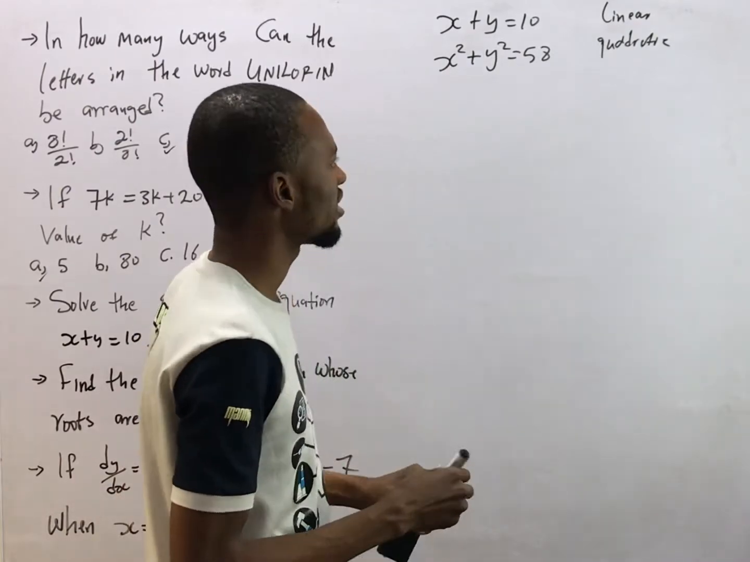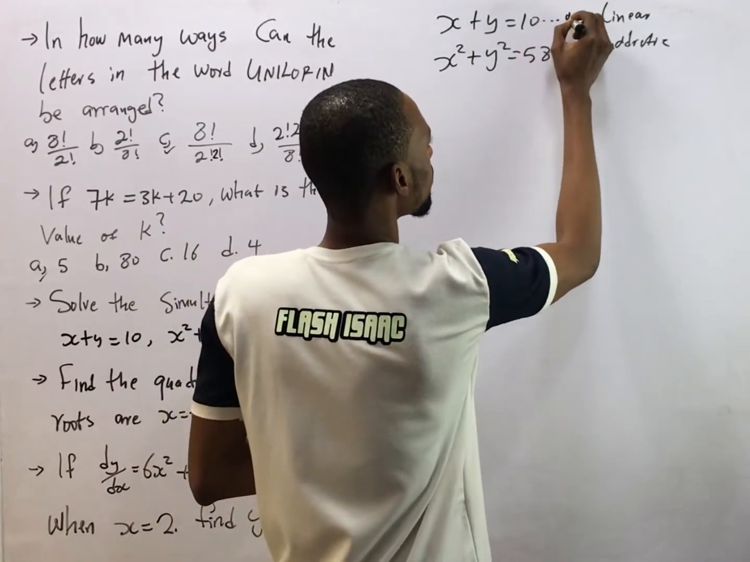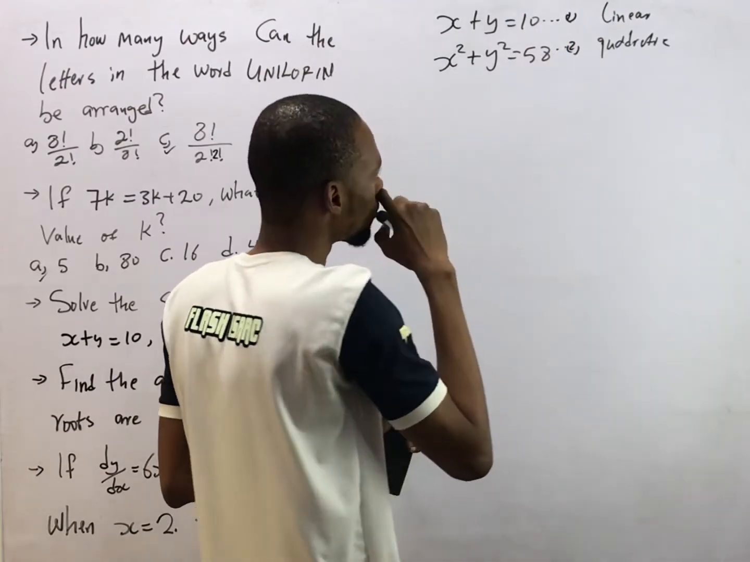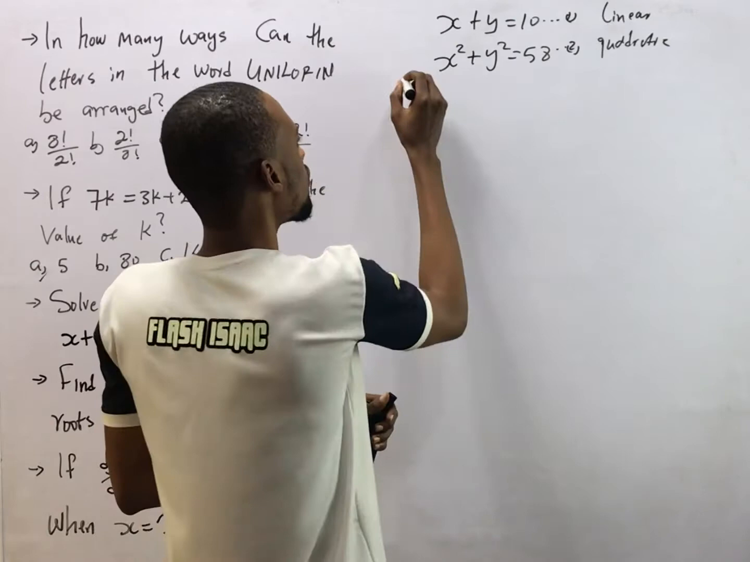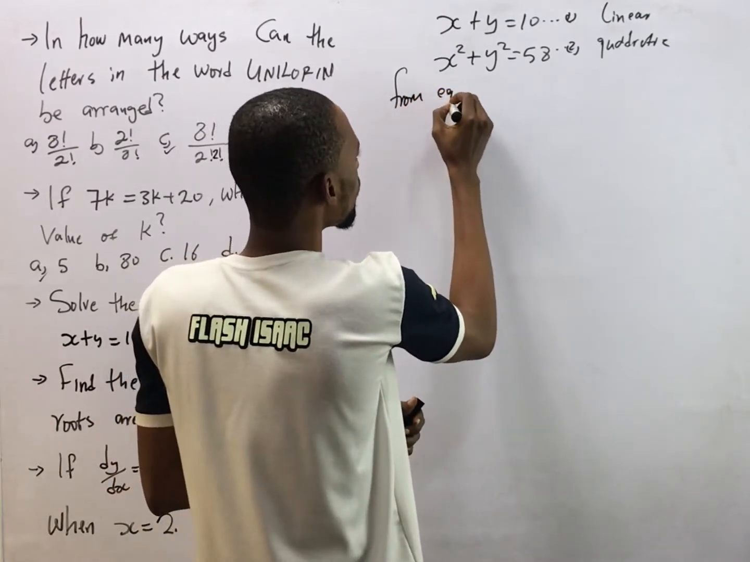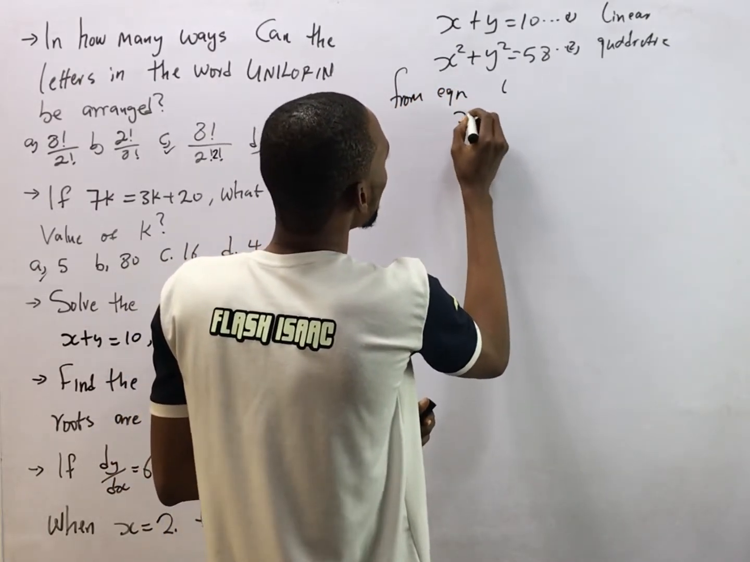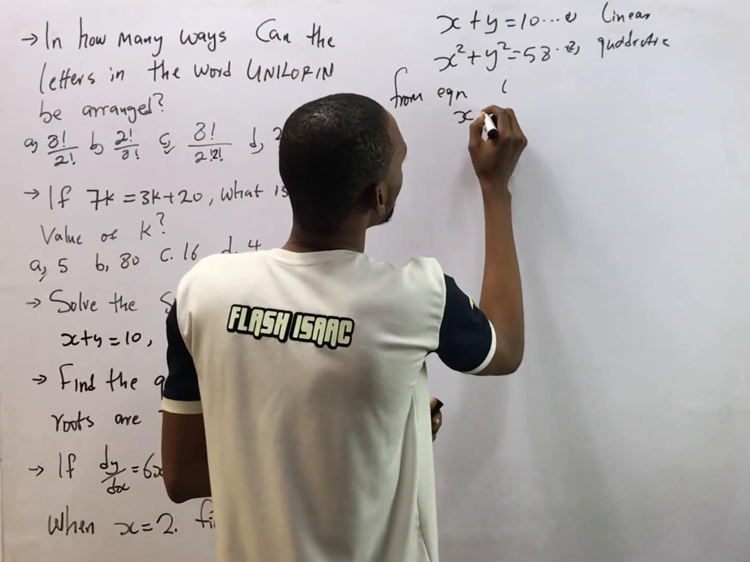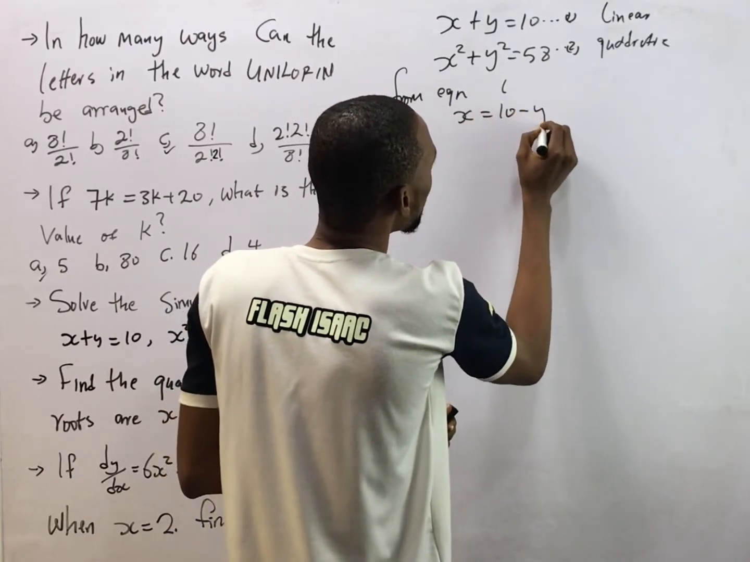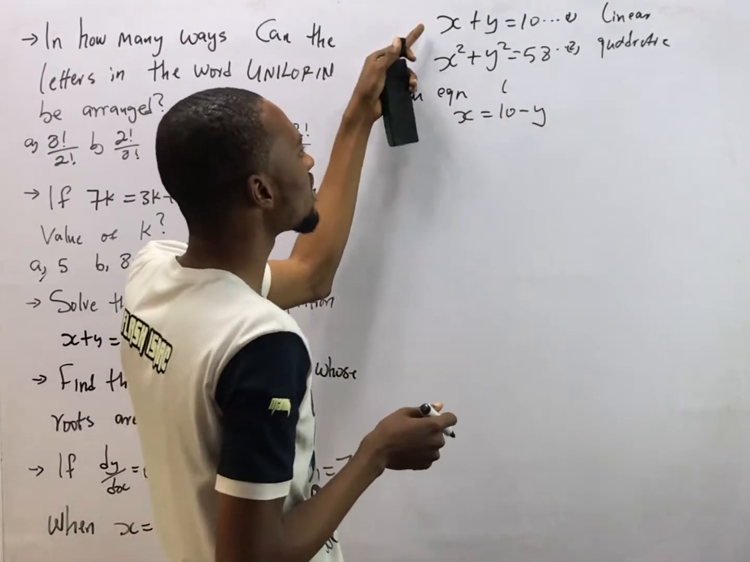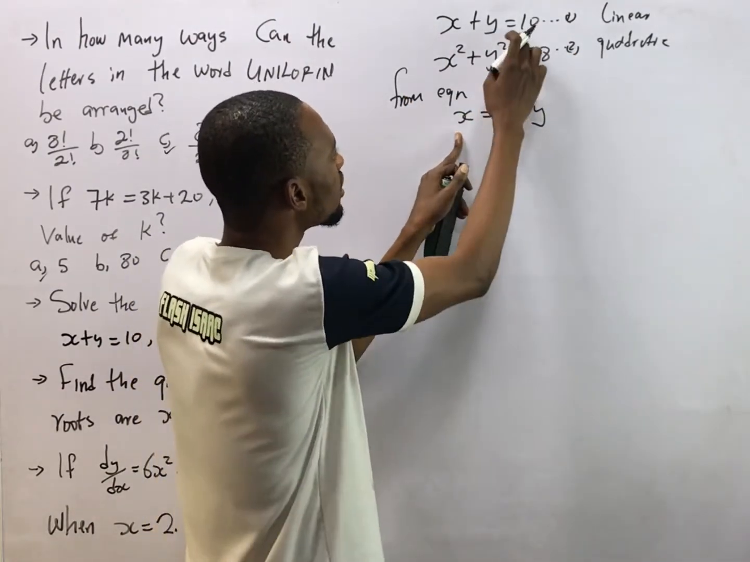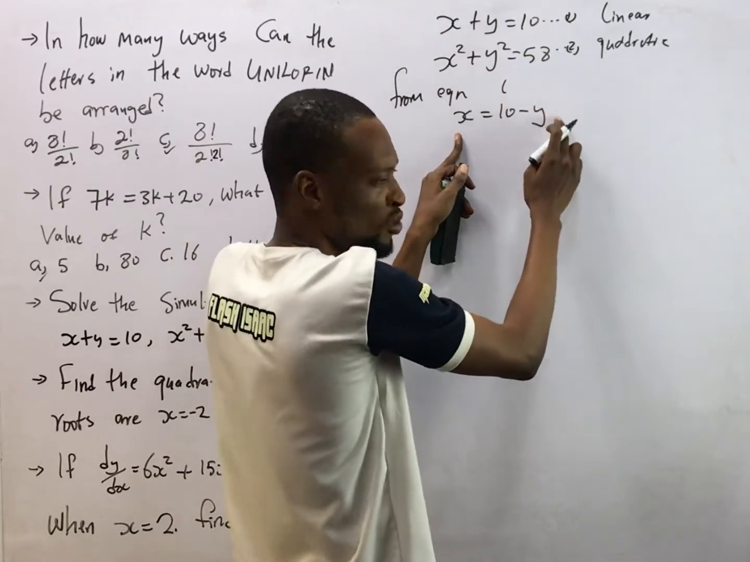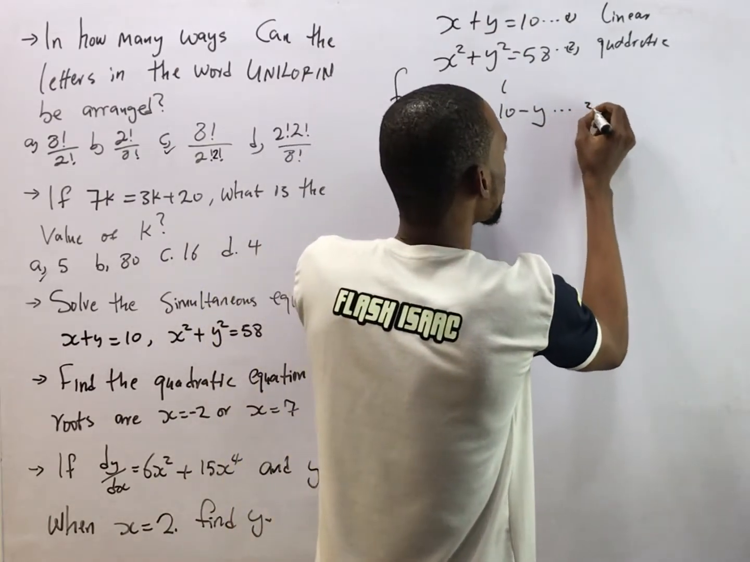Now how do we do that? Let's call this equation 1 and let's call this equation 2. If this is equation 1, we can say that from equation 1, x is equal to 10 minus y. So making x the subject of the formula in equation 1, we have that x is equal to 10, and this y comes this way to give you minus y. So we can call this our equation 3.